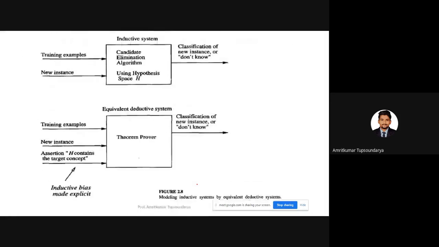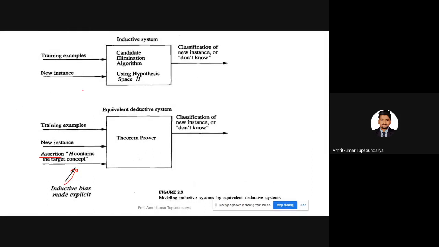Right. So, let me show you the diagram which we discussed in our previous class. Let's say we have the candidate elimination algorithm, which was a simple inductive system which makes use of your training examples as an input and the new instance which is given as the input. And by making use of the hypothesis space, it gives us the classification, right? Whether the new instance is a positive instance, a yes, or a negative instance, a no, or a don't know classification, whether it is not able to classify it.